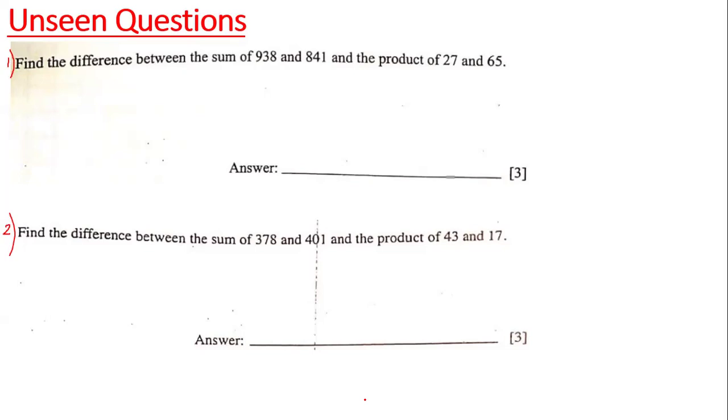Sashanik, which number do you want? Number one. You understand what to do? Yes, sir. Good. Remember, the question says, find the difference. Class, what do you mean by difference? Subtraction. Between the sum. Sum means the what? Addition. Add, right? 938 and 841, and the product of 27 and 65. And secondly, find the difference between the sum of 378 and 401 and the product of 43 and 17.